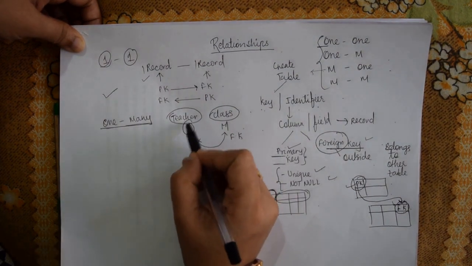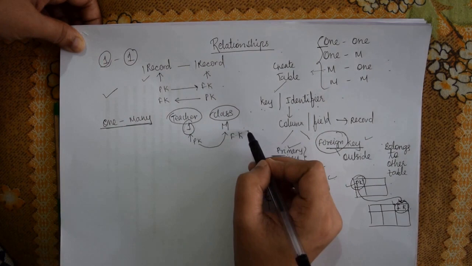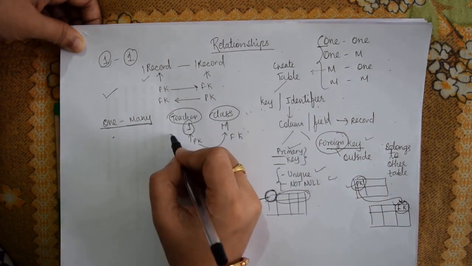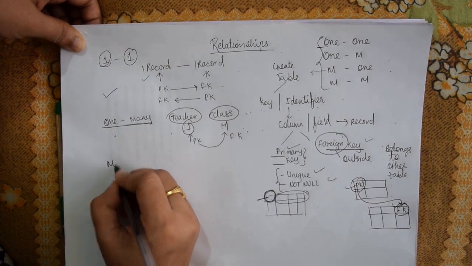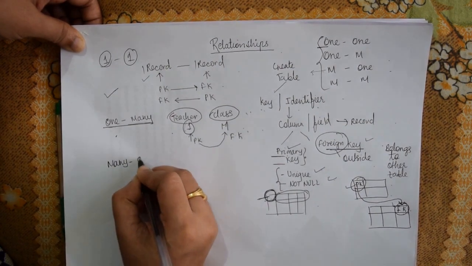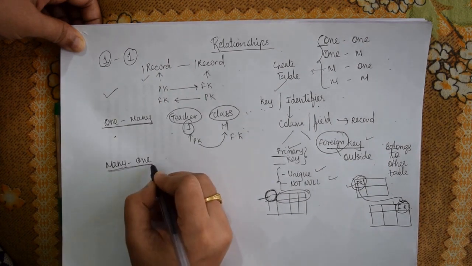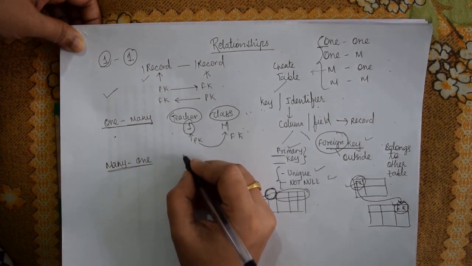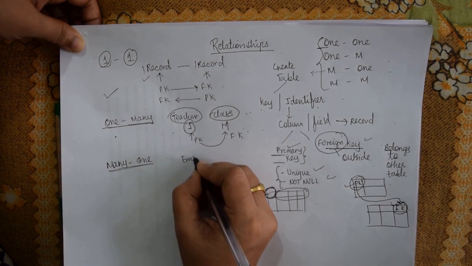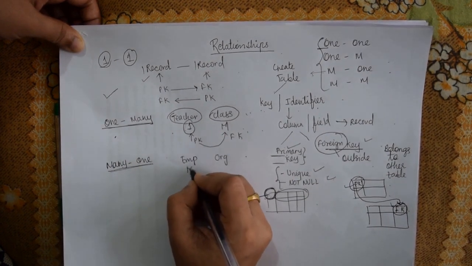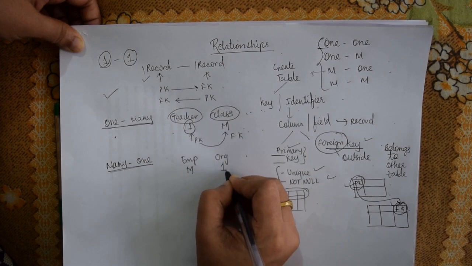First table, primary key of first table will act as a foreign key in the second table. Okay, this is one to many relation. Similarly, many to one relation. So whenever there is many to one relation, what you will do? You will take, for example, employee and organization. Okay, so many employees can work in one organization.